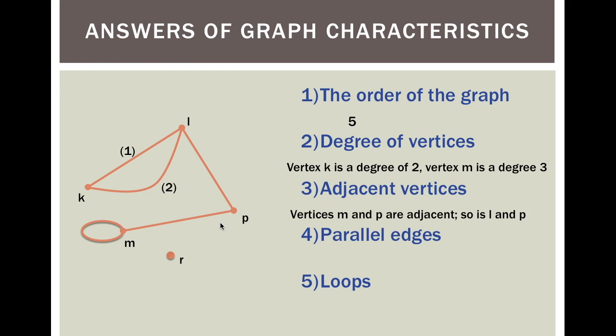Vertices M and P are adjacent, so are L and P, but so are L and K, but I just didn't put them, but you'll get the idea. For parallel edges, we have 2 here. We have that K and L are parallel, but in this case it would be K1L and K2L are parallel because they share the same vertices. And finally, edge MM here is a loop because it's a vertex that connects to itself.